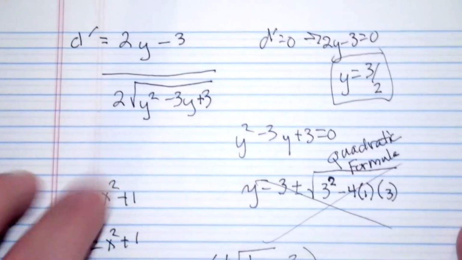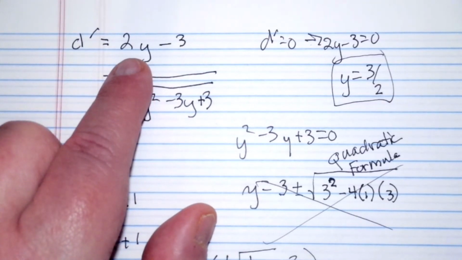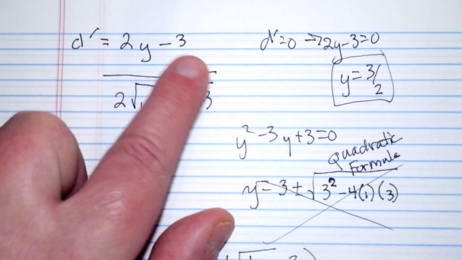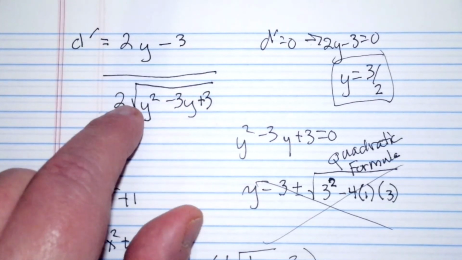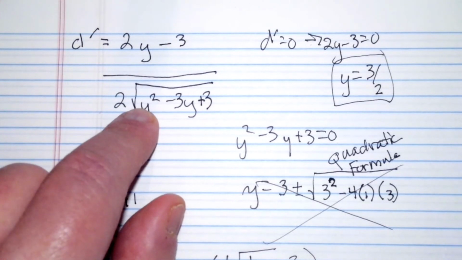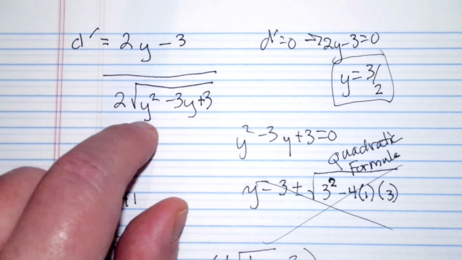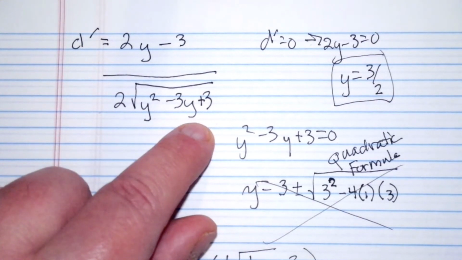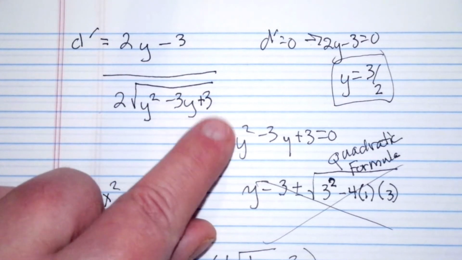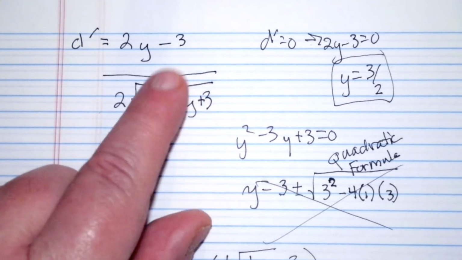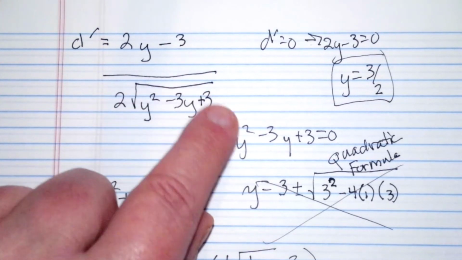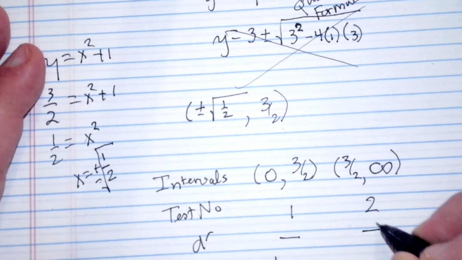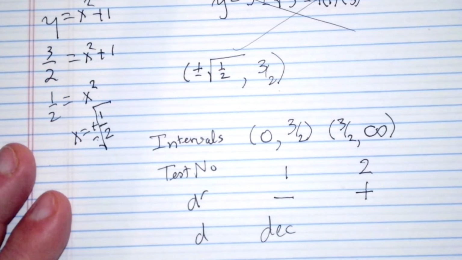So let's try 2. Well, the numerator is going to be 2 times 2 minus 3. That's 1. That's positive. That's good, because again, the denominator, if it's defined, is going to be positive. So let's put in the 2. 2 squared is 4 minus 6 plus 3. That's 1. So we're going to get a positive number in the denominator and a positive number in the numerator. Excellent.